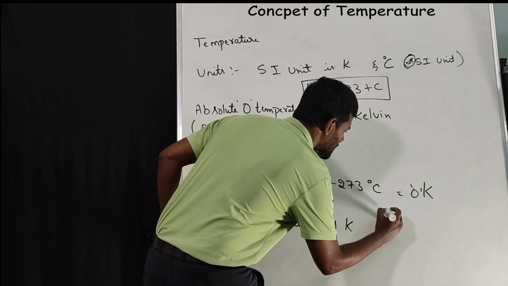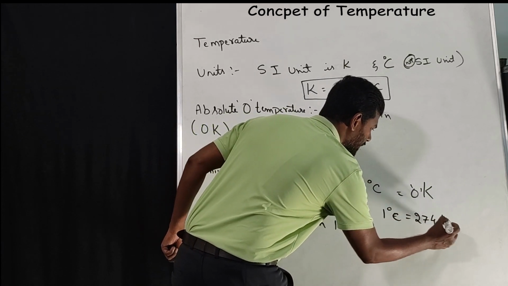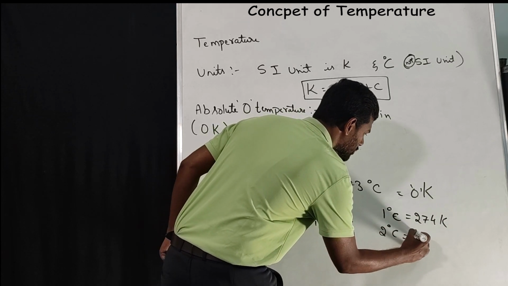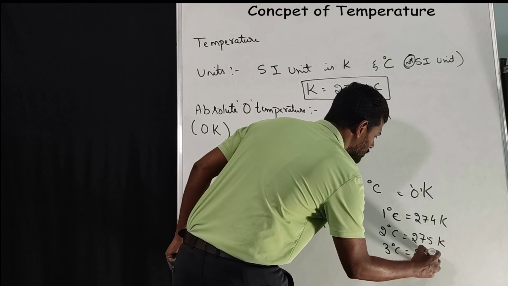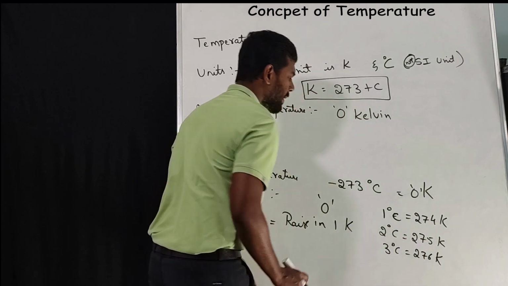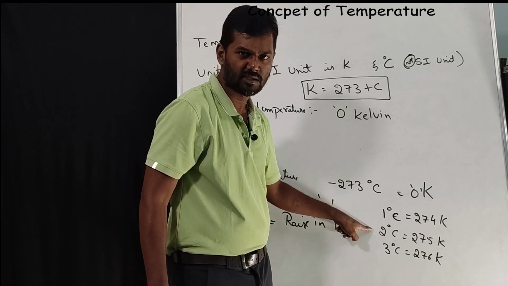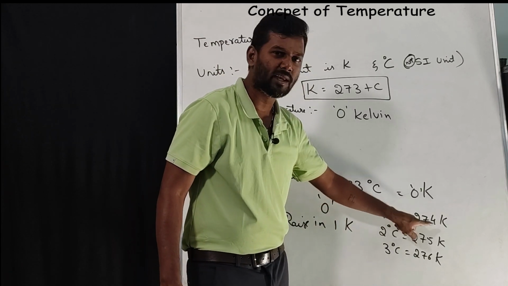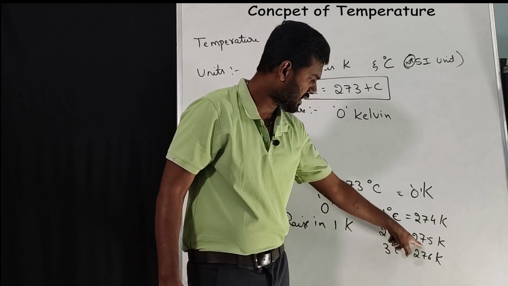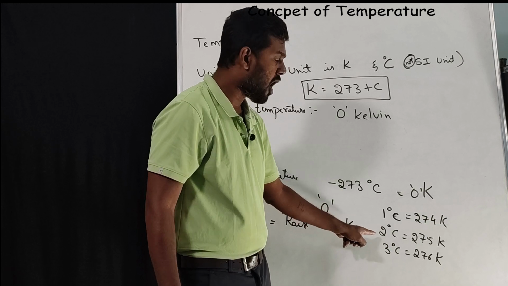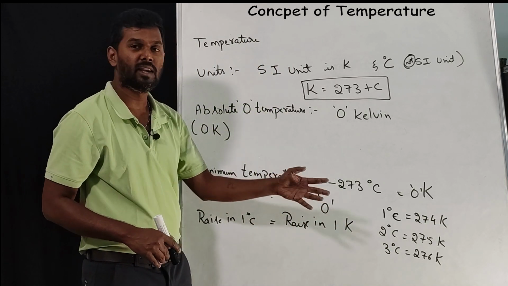Assume 1 degree Celsius is equal to 274 Kelvin, correct? 2 degree Celsius is equal to 275 Kelvin. 3 degree Celsius equal to 276 Kelvin. From here to here, how much difference is there? 1 degree Celsius. From here to here, 1 Kelvin. From 2 degree to 3 degree, 1 degree is the difference. Here, 1 value is the difference. That means how much ever you rise, a rise of 1 degree Celsius is equal to a rise of 1 Kelvin.